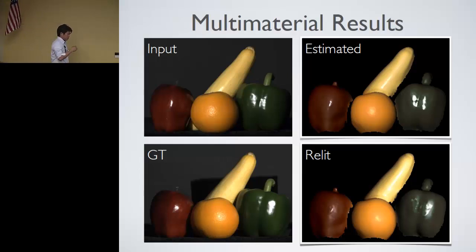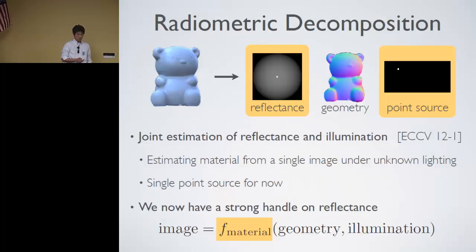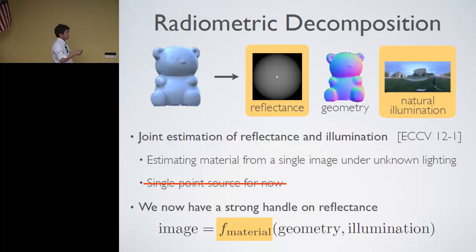Now, that was all done for a point light source. So let's actually try to take this outdoors. So instead of trying to estimate the material as reflectance and the illumination as a point source, let's try to estimate the illumination as arbitrarily complex natural illumination, right?